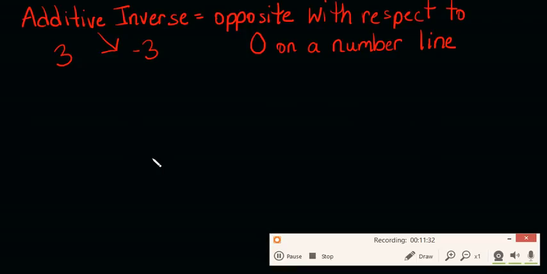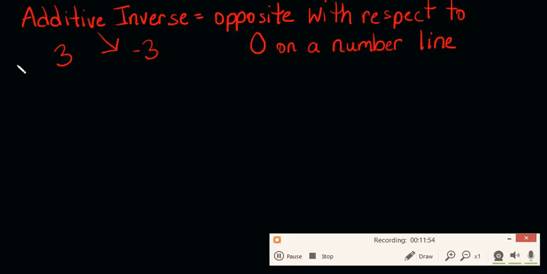This is on page 7. The number subtracted, the number that you're taking away, is called the subtrahend. To subtract, we can change the sign of the subtrahend, what we're taking away, and then add it to the other number. So let's take a look at a couple examples and then we'll be finished.